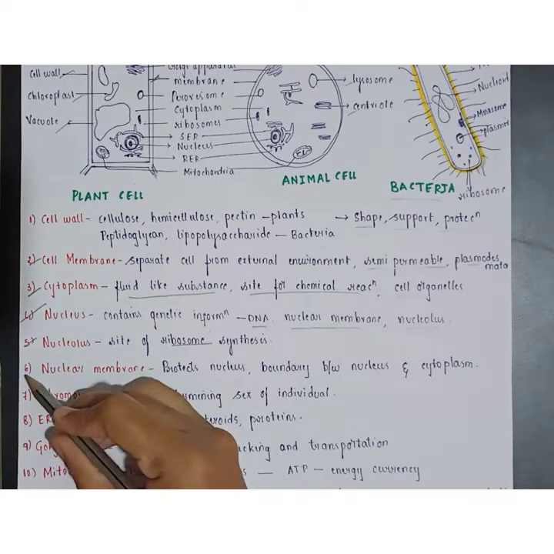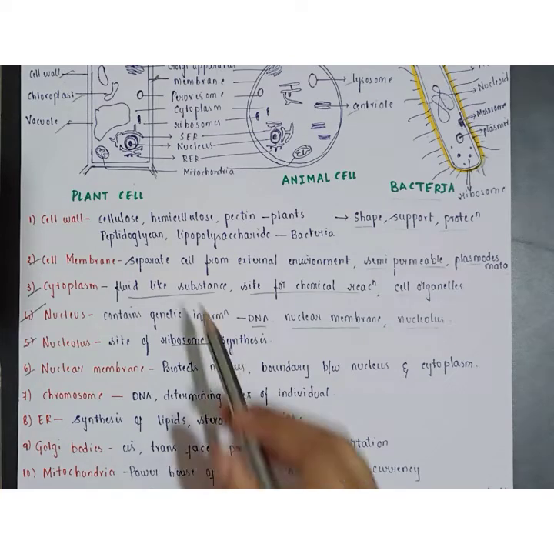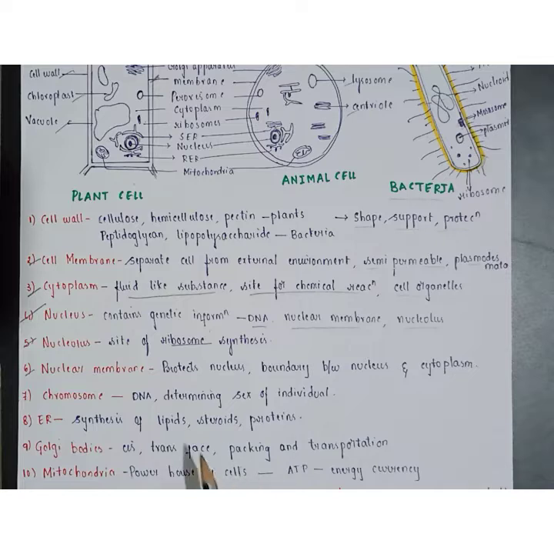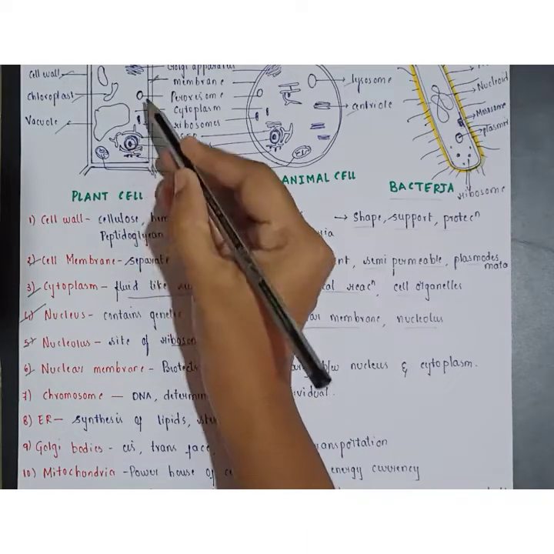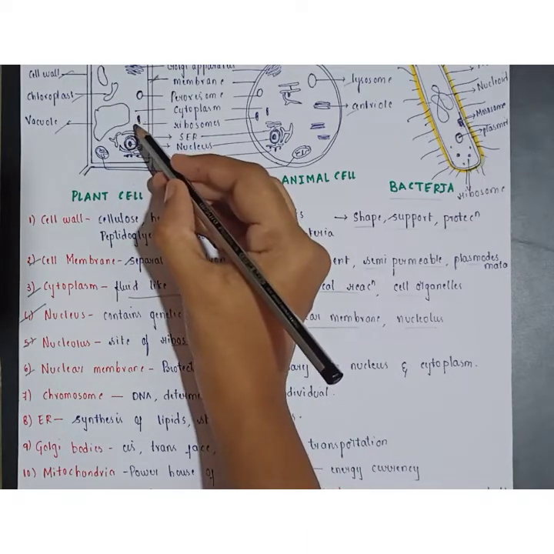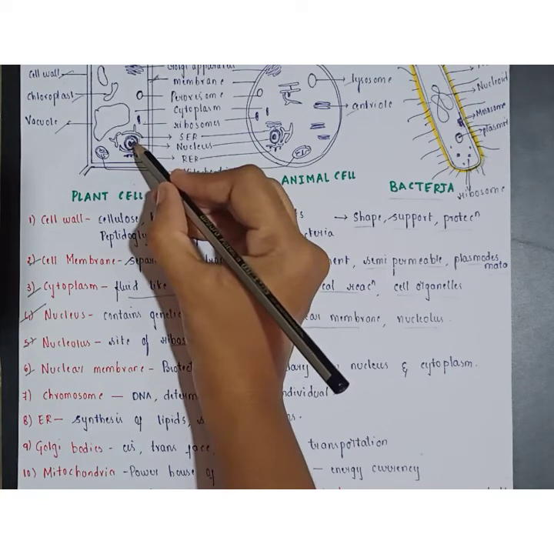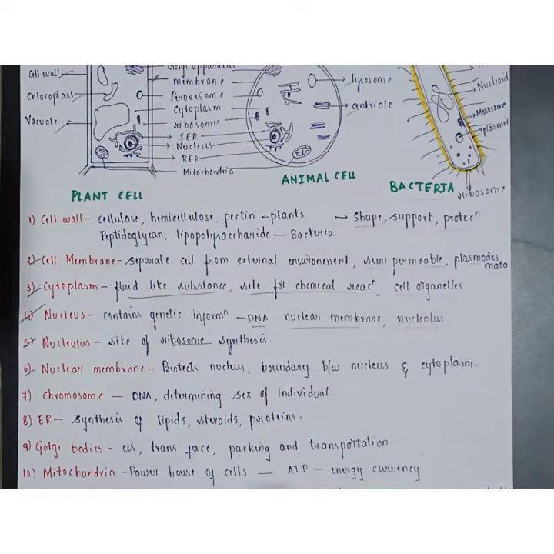And the next one is the nuclear membrane. The nuclear membrane protects the nucleus. The boundary layer around the nucleus is called the nuclear membrane, and it is useful for protection. It acts as a boundary layer between the nucleus and the cytoplasm. So this is the nucleus, and this entire part is the cytoplasm. This nuclear membrane protects the nucleus and acts as a boundary layer between the nucleus and the cytoplasm.